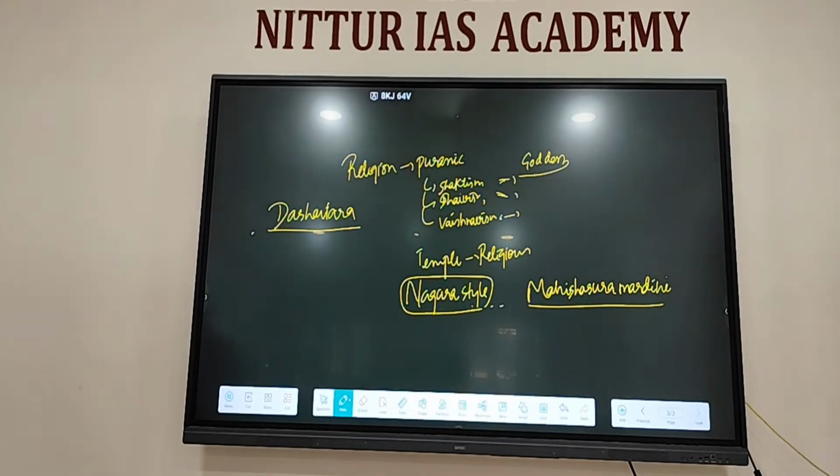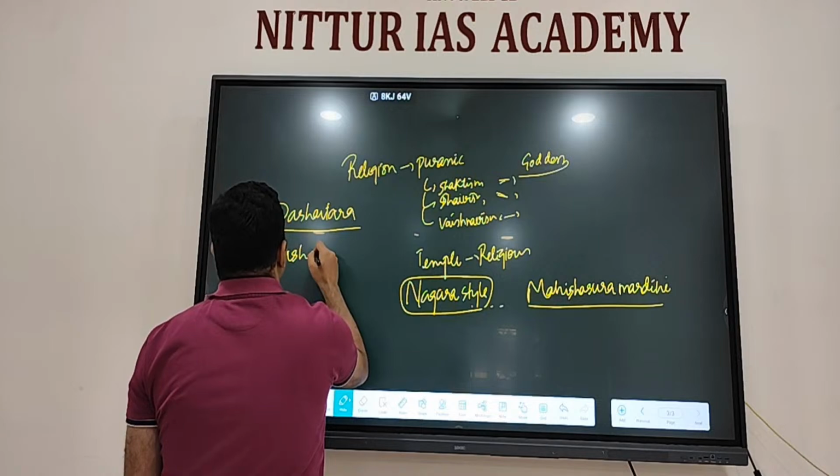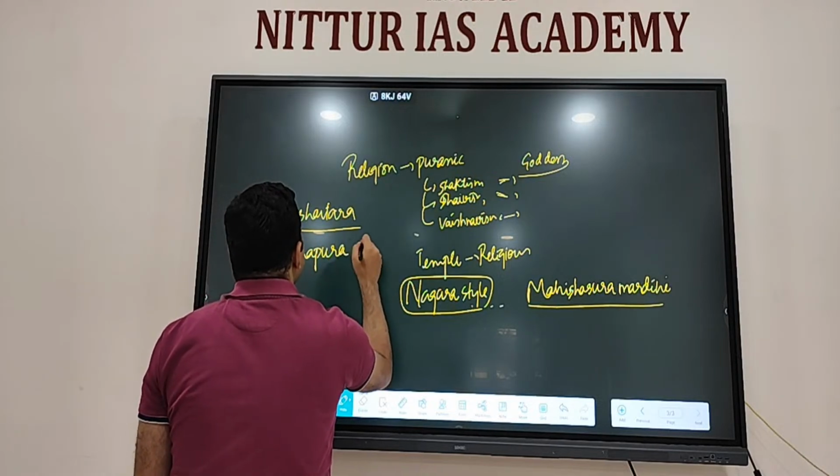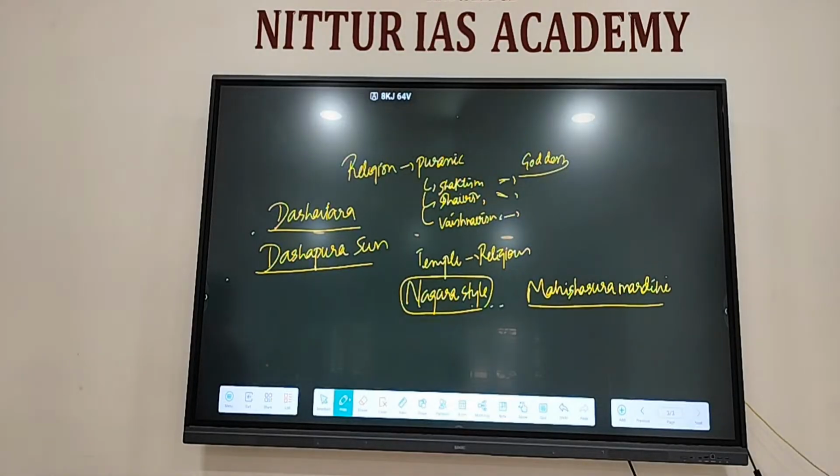Next we write down regarding the sun worship. Next point, sun worship also became important, as found in Dashapura Sun Temple.